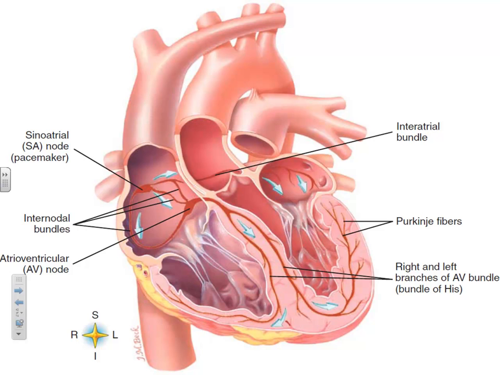Through the internodal pathways and through the properties of conductivity, contractility, and all that. So when the SA node fires, we're going to have these electrical currents. It's going to go over and hit the left atria. It's going to hit the right atria. Then it's going to come down to the AV node. The AV node is the atrioventricular node. It is at the atrioventricular septum, right?